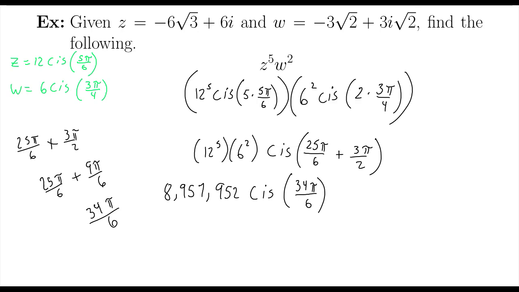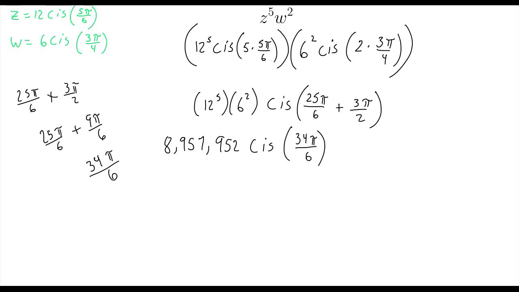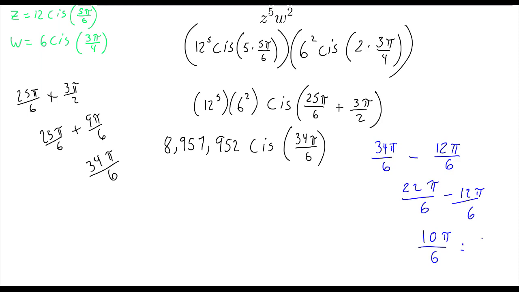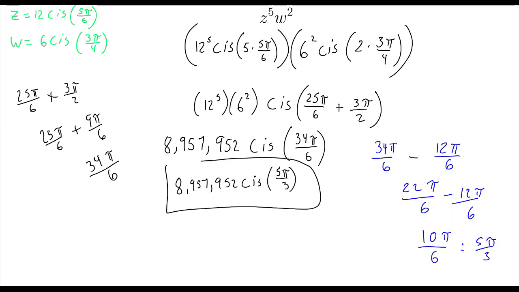34 pi over 6. So I'm going to start subtracting away 2 pi until I get to a nice familiar angle. So 34 pi over 6 minus 2 pi, that would be 12 pi over 6. That leaves me with 22 pi over 6 minus 12 pi over 6. That leaves me with 10 pi over 6, which is, of course, 5 pi over 3. So let's write this out: 8,957,952 cosine + i sine of 5 pi over 3. All right, there we go.